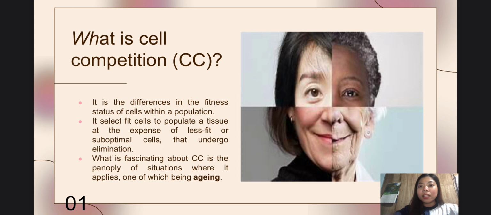So what is cell competition? It is the differences in the fitness status of cells within a population. It selects fit cells to populate a tissue at the expense of less fit or suboptimal cells that undergo elimination. What is fascinating about CC is the panoply of situations where it applies, one of which is aging.